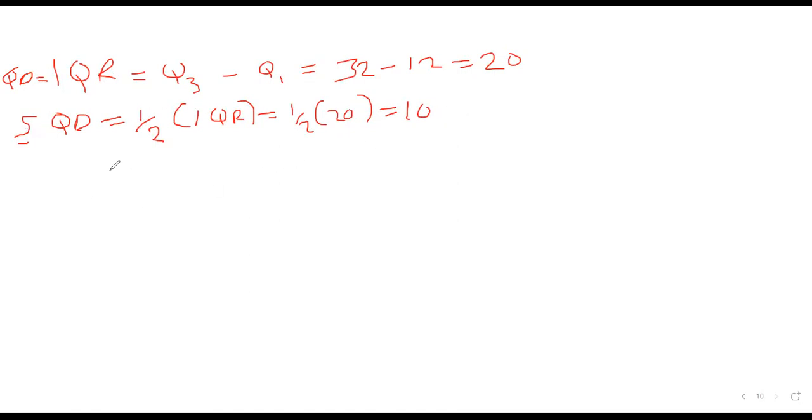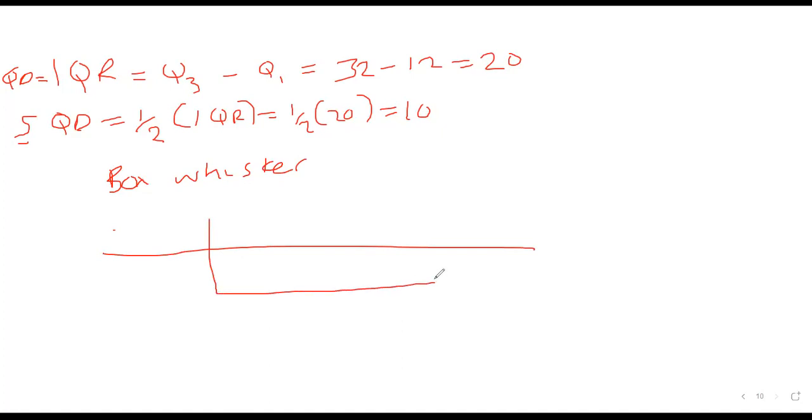Then we have what we call the box and whisker diagram. It has three parts. The whisker diagram has the minimum value, the box plot, then the maximum. Then we have what we call Q1, Q2, and Q3.